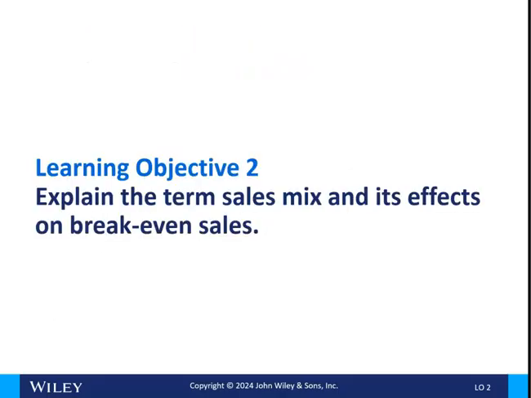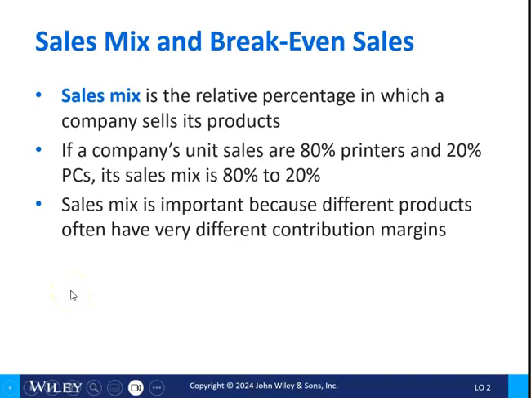So now we'll talk about sales mix and its effect on break-even. So sales mix is the relative percentage in which a company sells its products. If a company's unit sales are 80% printers and 20% PCs, its sales mix is 80% to 20%. So it's whatever you're selling, just that combination. So it's the number of units of each type of product divided by the total units sold. That's how we get our percentages, 80 and 20. Sales mix always adds up to 100% because that's 100% of your sales.